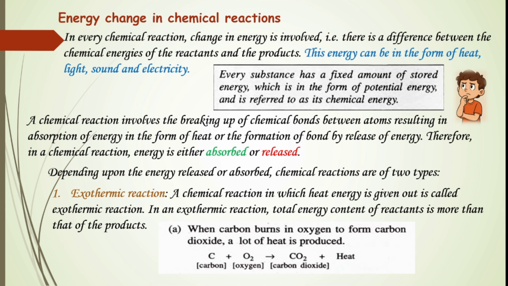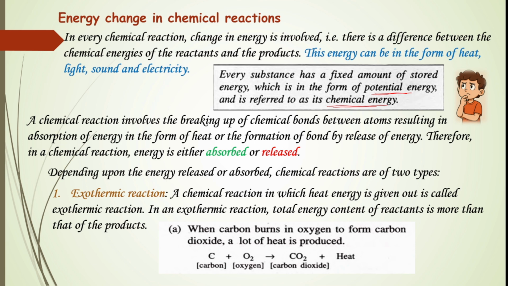Before that, we have to know what chemical energy is. We know that every substance has its own fixed amount of energy in it, which is in the form of potential energy, and this is referred to as its chemical energy. So the energy that is stored inside an object or a substance in the form of potential energy is known as chemical energy. When a chemical reaction takes place, this potential energy or chemical energy is released, and it may be in the form of heat, light, electricity, sound, anything. So what is actually taking place when a reaction is going on?